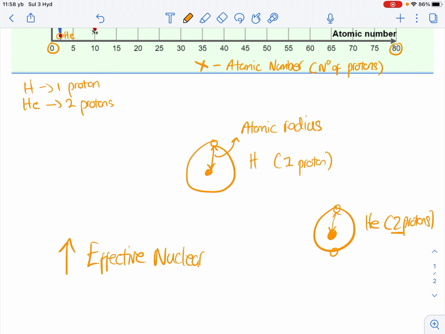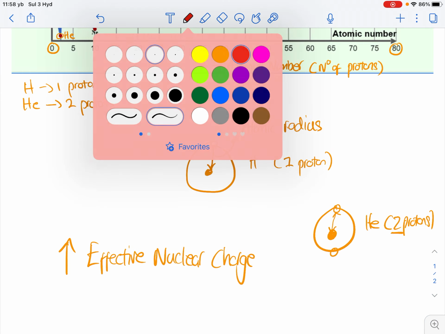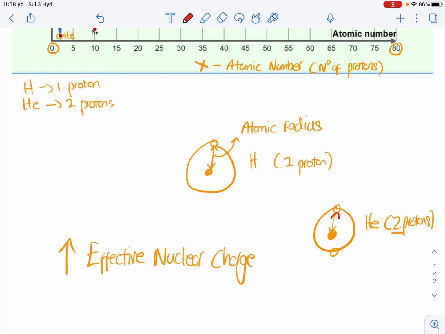In other words, the force of attraction that the valence electron experiences towards the nucleus is a lot bigger in helium than it is in hydrogen. Hydrogen has quite a small amount of attraction because there's only 1 proton. In helium, we have 2. And so because we've increased this effective nuclear charge, our valence electrons are going to be pulled closer to the nucleus because they're experiencing that greater force of attraction. They're literally being pulled in by the additional proton.